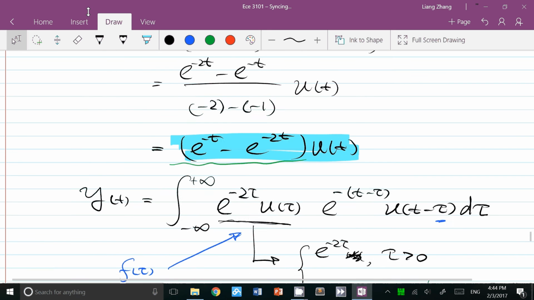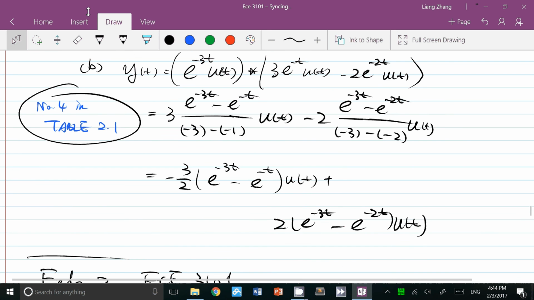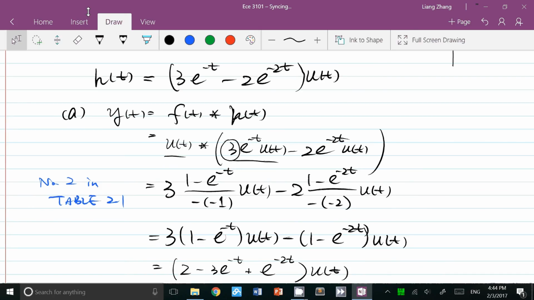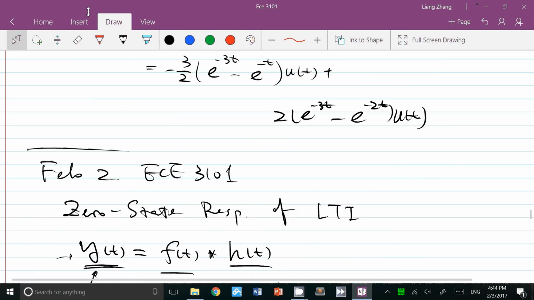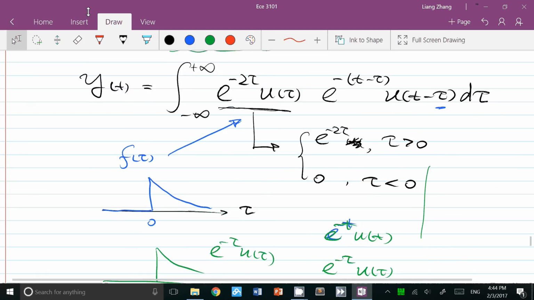about convolution integral is to be able to calculate zero input response when the unit impulse response takes the exponential form, and the input signal also takes a standard form, either unit step or exponential signal, as we discussed. So this is what we require you to be able to do.